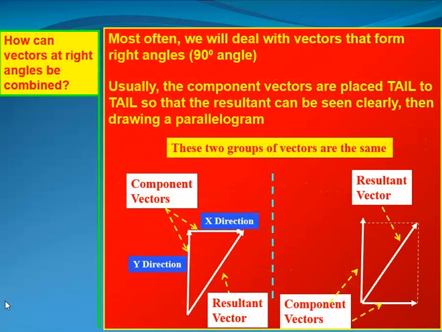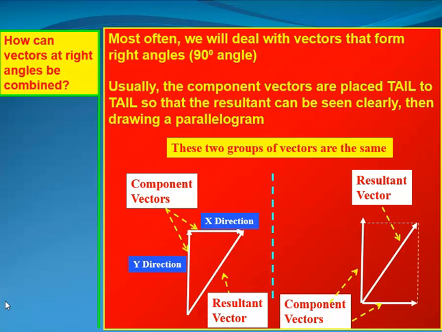So how can vectors at right angles be combined? Well, most often we will deal with vectors that form right angles, 90-degree angles. Usually the component vectors are placed tail to tail so that the resultant can be seen clearly, then by drawing a parallelogram. So these two groups of vectors are the same. The two component vectors are shown over there on the left, and you place them tip to tail, and once you do that, you see the longer vector, the resultant.